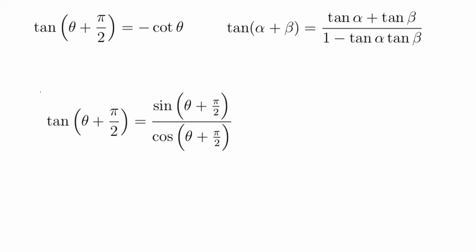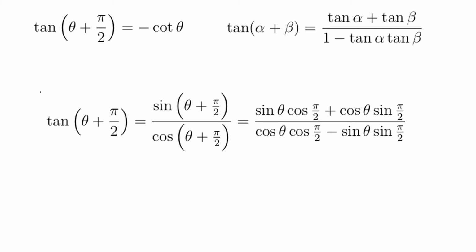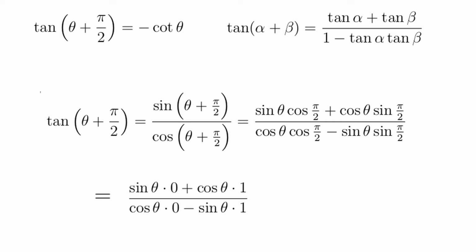We know that the tangent of an angle is equal to the sine of the angle over the cosine of the angle. We can use the sum formulas for both the sine function and the cosine function. We substitute in 0 for the cosine of pi over 2 and 1 for the sine of pi over 2. And the ratio simplifies to cosine of theta over minus sine of theta, which equals minus the cotangent of theta.